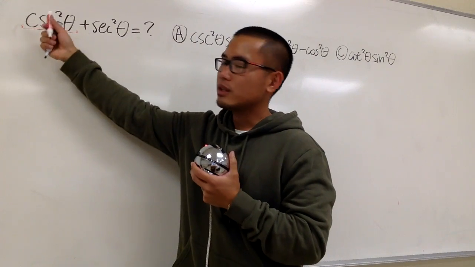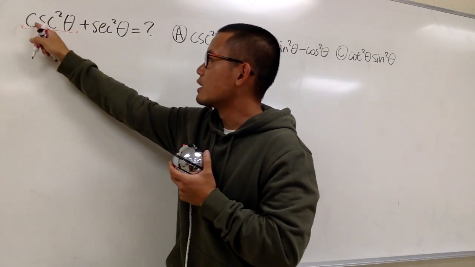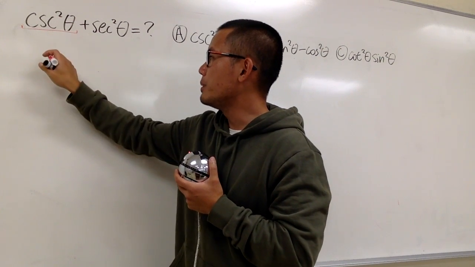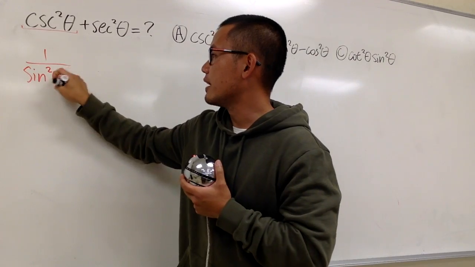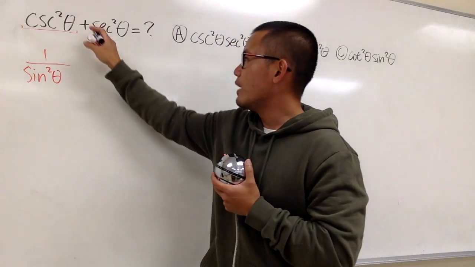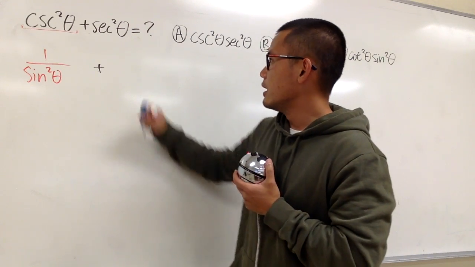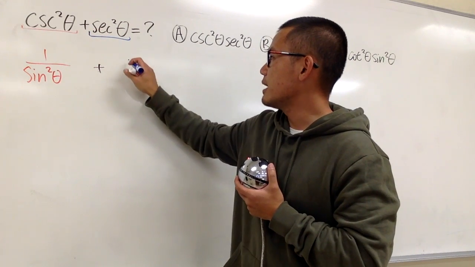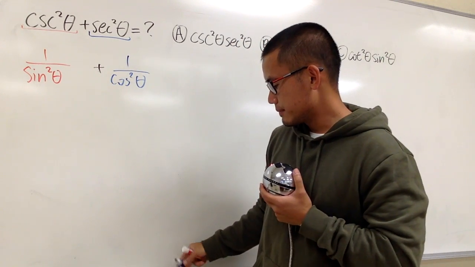For the first one, cosecant, we know that's equal to 1 over sine. But this is cosecant squared theta, which will be the same as 1 over sine squared theta, okay? And then we will add this with secant squared theta. And for secant squared theta, this is the same as 1 over cosine squared theta, all right?